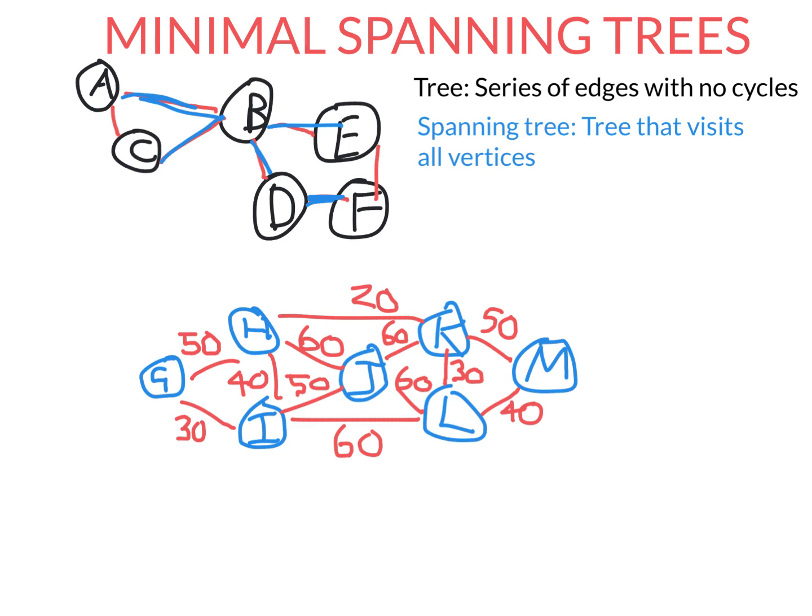Once again, it's a tree because the blue edges have no cycles. You can't start at one vertex and go back to that vertex without traversing the same edge. That's why there are no cycles. And that tree is a spanning tree because it includes all of the vertices in the network. So, what then do we mean by minimal spanning tree?